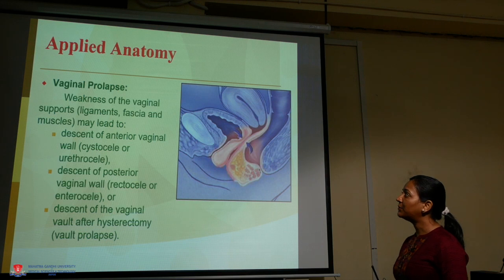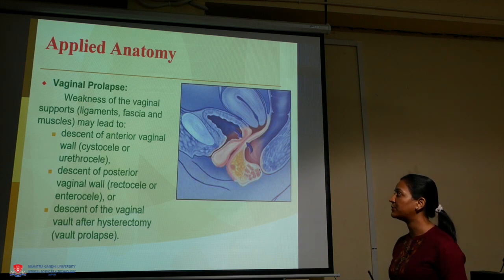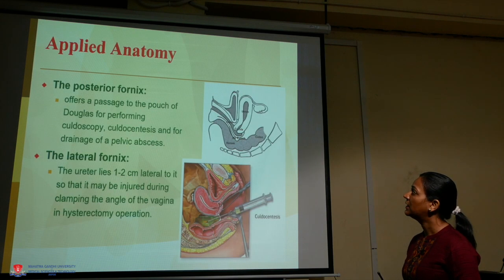Now the applied anatomy: vaginal prolapse first. The weakness of the vaginal supports, that is the ligaments, fascia and muscles, may lead to the descent of the anterior vaginal wall, which is known as cystocele or urethrocele. Descent of the posterior vaginal wall is known as rectocele or enterocele, and descent of the vaginal vault after hysterectomy is known as vault prolapse.